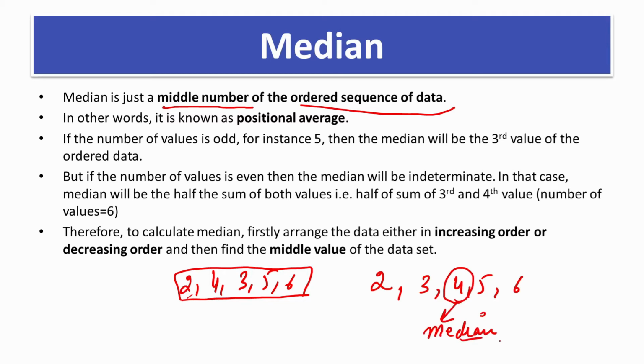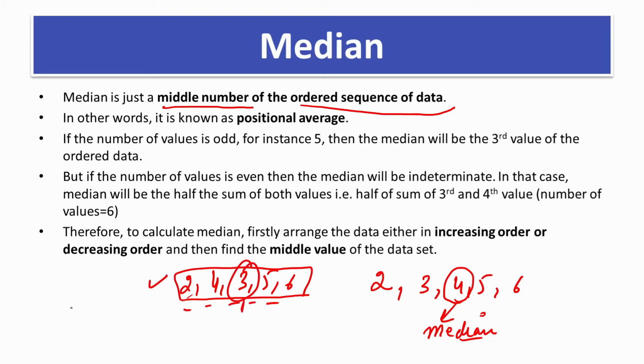In other words, the median is just the middle number of the ordered sequence of data. That is, half of the values in the data set are lower than the median value, and half of the values are greater than it. So we can also say that it is a positional average. If the number of observations is odd, for instance we have 5 observations like this, then the median will be the third value of the ordered data.